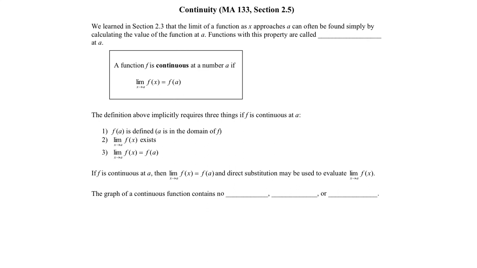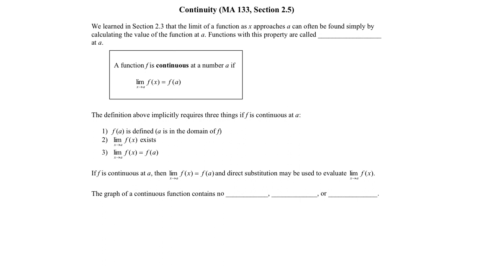Hello calculus fans, and welcome to section 2.5 where we study continuity. Continuity is an important concept in calculus as we study continuous functions in calculus. And continuous is like what you would think of in everyday language. A continuous process is one that takes place without interruption.